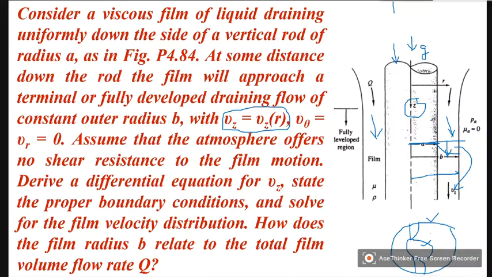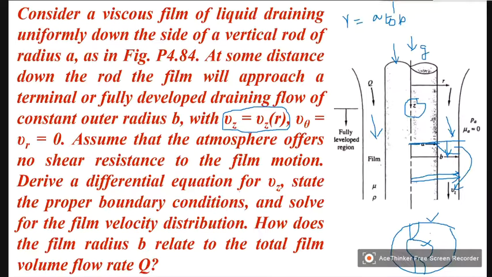This is Vz. So Vz is a function of r alone, where r is the radial distance. Small r varies from... What are the limits of r? A to B, sir. Small a to B. Okay.